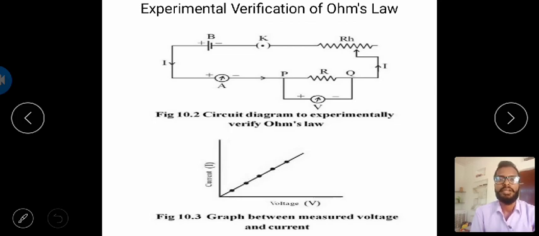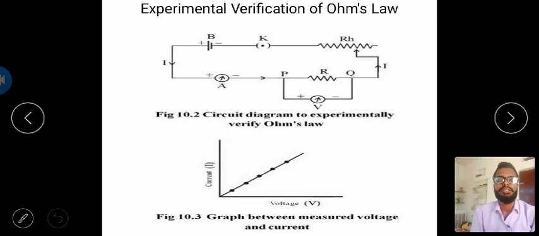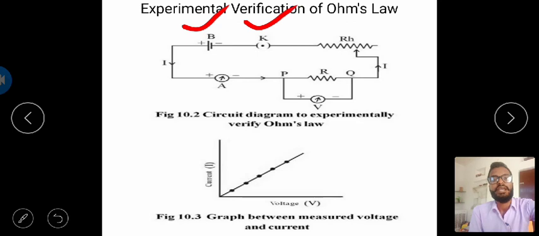Now we move to the experimental verification of Ohm's law. In this diagram we have to focus and write the description in the examination: there is a battery, a switch K, a rheostat RH, a resistance R, an ammeter and a voltmeter. We have studied all these symbols in topic number 3. Now we have to write the description like this.